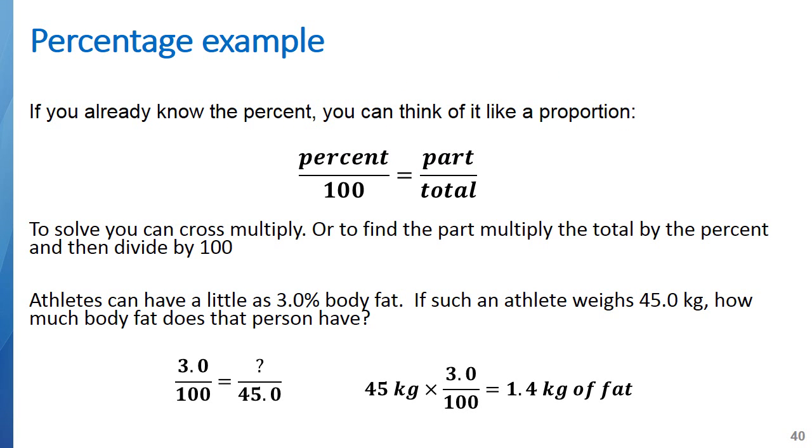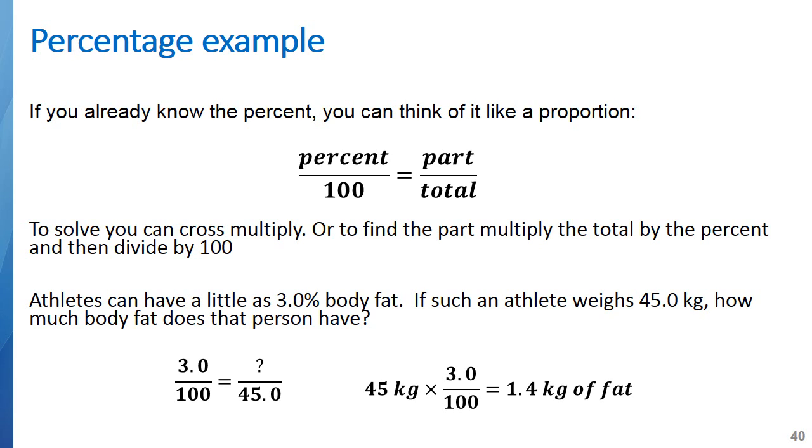Okay, so like I said a minute ago, you can always think of a percent like a proportion. So if you have a percentage, that just means how many out of 100. It doesn't necessarily mean you have 100, but it just tells you how many out of 100. So it's always the part divided by the total. So to solve this kind of problem, you can cross multiply, or you can take the percent and multiply by the total to get the part.